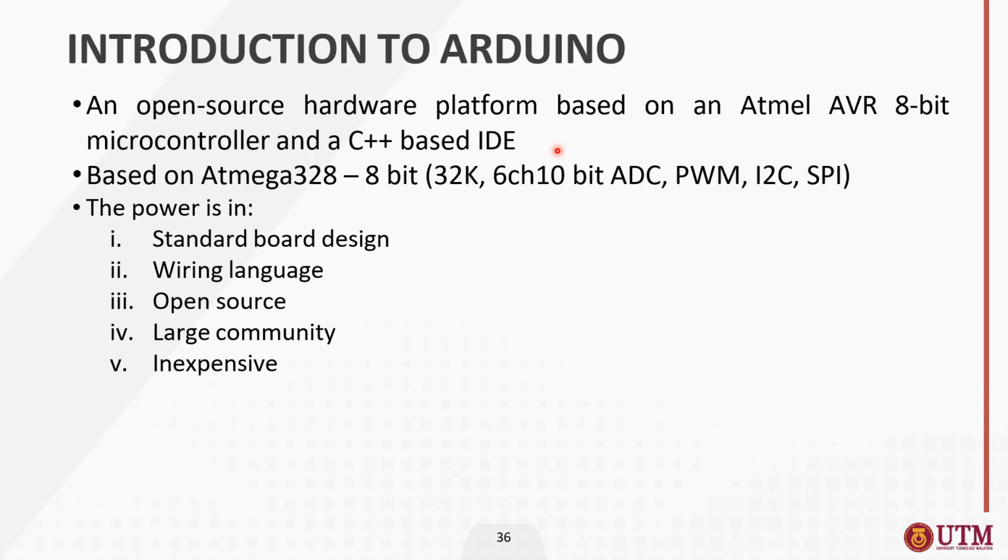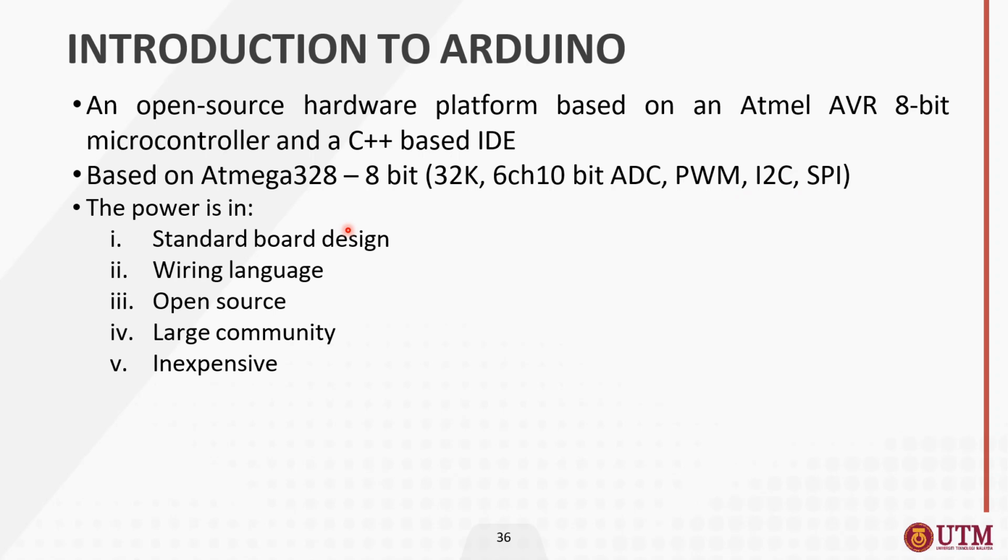And then in order for you to program the Arduino, usually people are coding it by using a C++ based IDE. So basically, we are using the Arduino IDE, right? The Arduino is actually based on the ATmega328, which is 8-bit. It is the one that we have learned previously, with 32K, 6-channel 10-bit ADC, PWM, USART, SPI. So it is a similar chip to the one that we learned in the earlier part of this chapter.